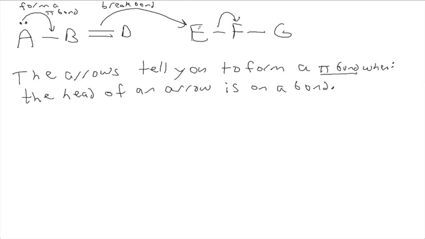The head of this arrow is on E. Well, E was not previously sharing the electrons that are moving towards it. Previously, the electrons that are moving towards E were in this pi bond. So that's the situation when we're also forming a bond. So this is the first time we've seen an arrow that both broke a bond and formed a bond.